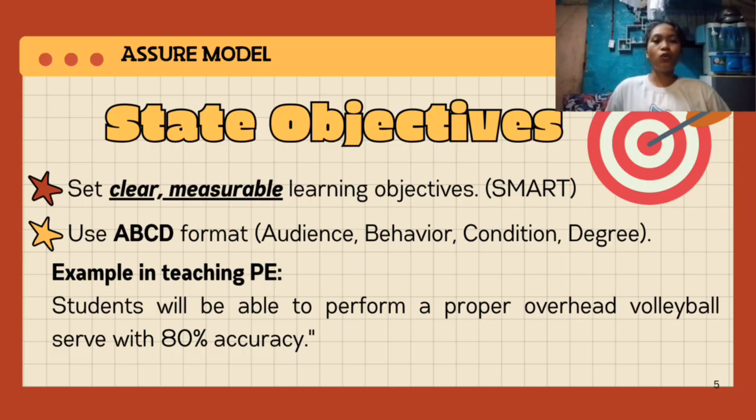A is for audience. This is who the learners are. B is for behavior. What will they do? C is for condition. Under what situation? D is for degree. How well our students should perform. For our example: the students will be able to perform a proper overhead volleyball serve with 80% accuracy. We use the ABCD method, and that's a clear and measurable objective.